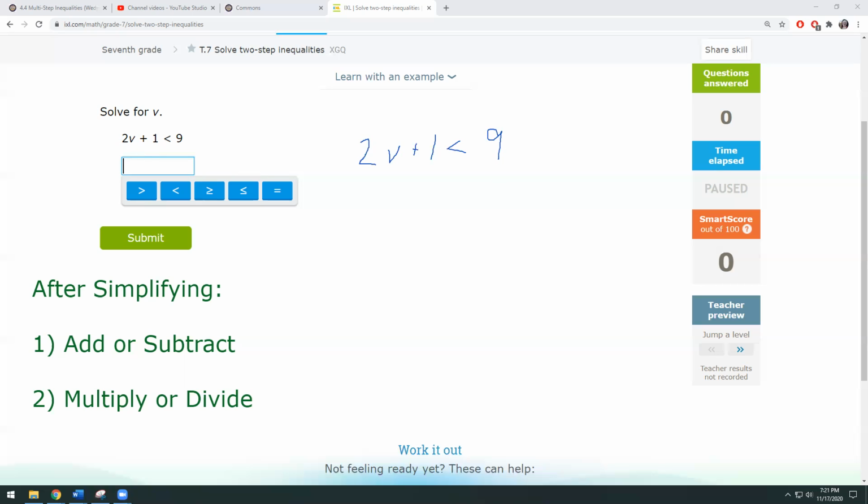So the first thing I'm checking for is I'm making sure that it's simplified. So on the left side and on the right side, it is simplified because there's nothing else I can do, because these two are unlike terms. This one has a v, this one doesn't have a variable at all. And I'm looking at the left and the right side. Both those sides are simplified. So I'm done with simplifying.